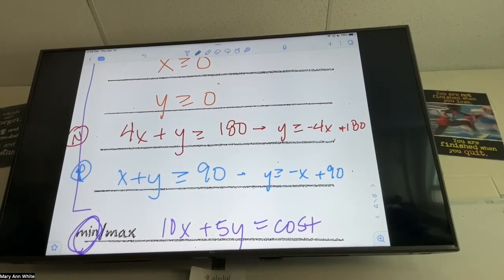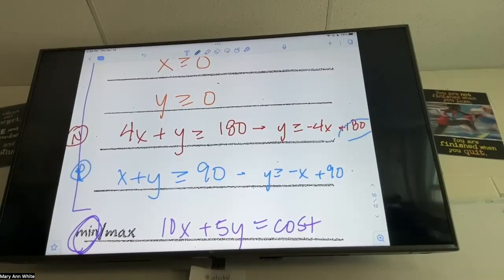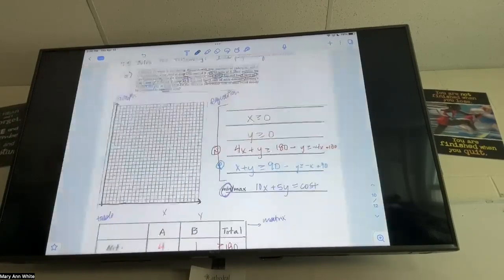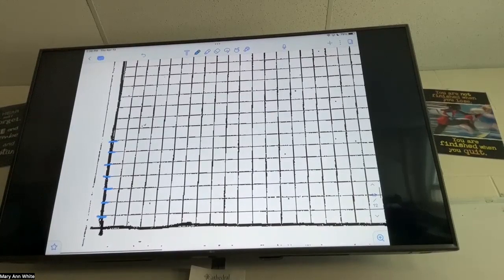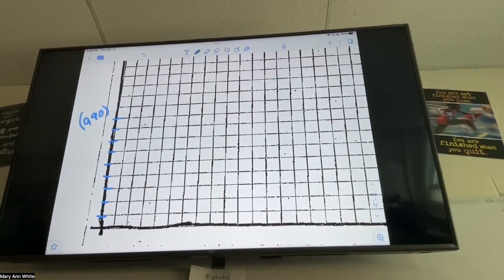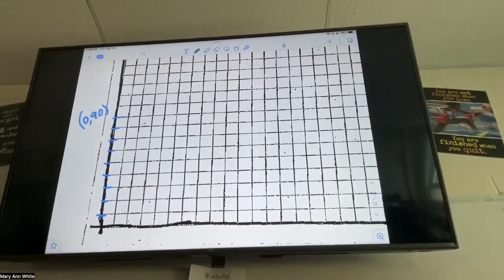When I go graph these, I'm going to kind of make a scale with my graph because I don't have enough to go all the way up to 180, counting each box as a unit. We'll count each box as 10, okay? So we'll go 10, 20, 30, 40, 50, 60, 70, 80, 90. I'm in blue, so I'm going to stop at 90 because that's my first y-intercept. And I'm going to label it as the point 0, 90. That's its xy coordinates on this coordinate plane.